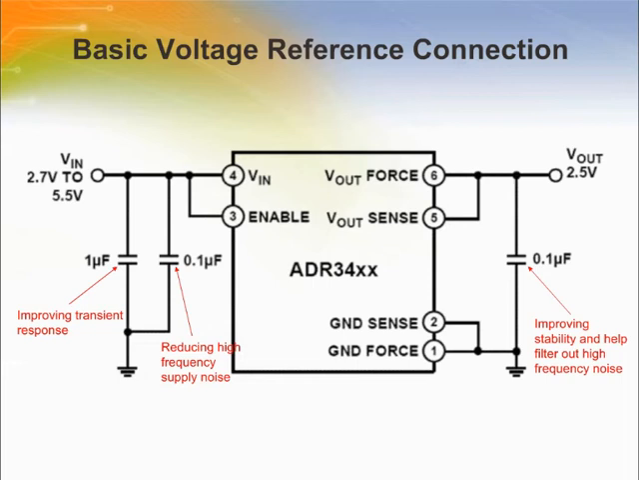The circuit shown in the figure illustrates the basic configuration for the ADR34 series. A 1 microfarad capacitor and a 10 microfarad electrolytic or ceramic capacitor can be connected to the input to improve transient response in applications where the supply voltage may fluctuate. An additional 0.1 microfarad ceramic capacitor should be connected in parallel to reduce high frequency supply noise. A ceramic capacitor of at least 0.1 microfarad must be connected to the output to improve stability and help filter out any high frequency noise.